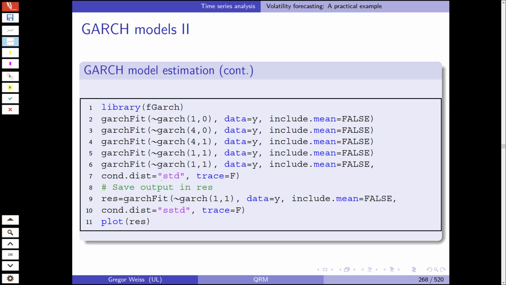In this case, one has to be careful. I think this is a Student t. If it is sstd, this is a skewed Student t distribution. So these are t distributed. Yes, we have it here: sstd is a skewed t distribution. So normal, t distribution and skewed t. These are the 5 different models we are trying out. We fit the models, save the output in res, and we can then plot it.